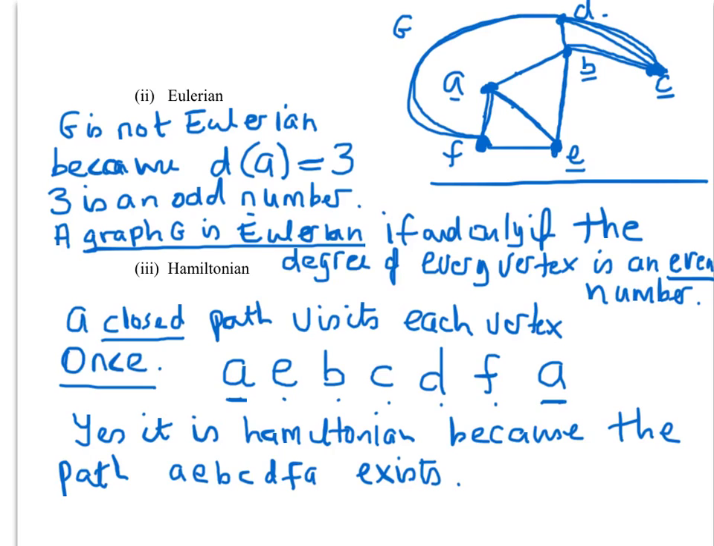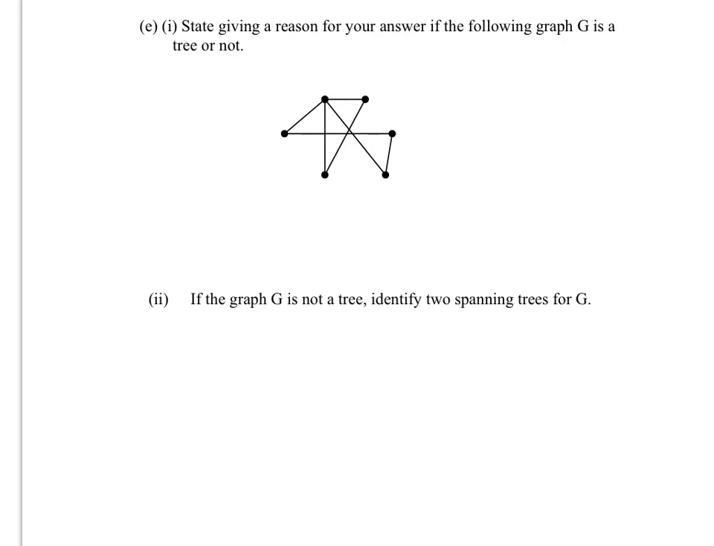So to recap, graph G is Hamiltonian if within that graph there is a closed path which visits each vertex once. In our case here, I was able to find that closed path beginning and ending at A, so yes, it is a Hamiltonian graph. So let's look at part E1. It says state, giving a reason for your answer, so that's important, you have to give a reason for your answer, if the following graph G is a tree or not.